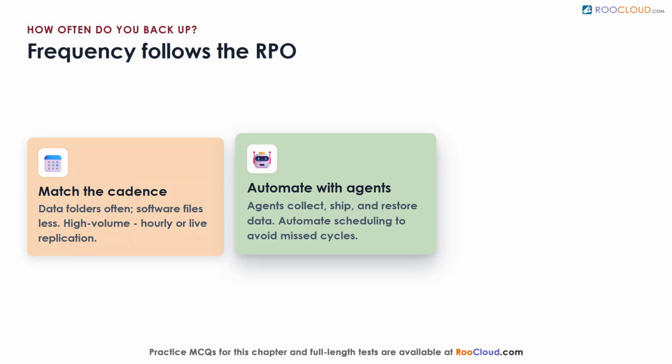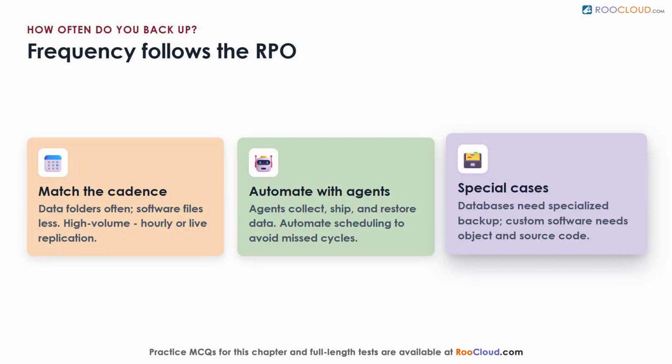Set the backup frequency and retention depth for each application. Assume any stage of processing could break down. Remember that databases need specialized backup. You may need a software license ready at the alternate site. And custom software backups need both object and source code.